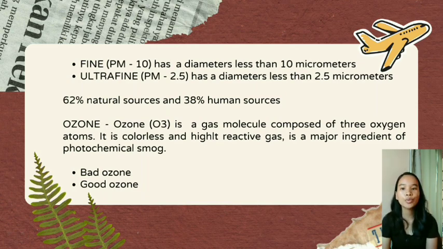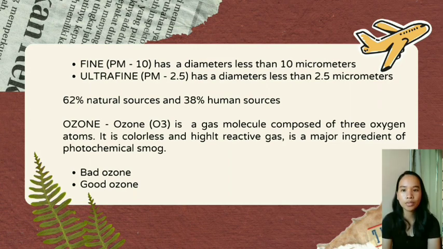2.5 micrometers. About 62% of the SPM in outdoor air comes from natural sources such as dust, wildfires, and sea salt, and the remaining 38% comes from human sources such as coal burning power and industrial plants, motor vehicles, road construction, and tobacco smoke. Such particulates are a major component of the Asian brown cloud.